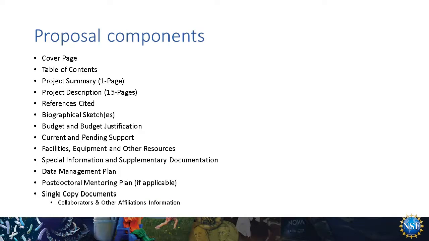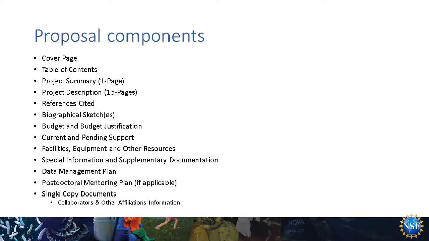The proposal itself is composed of a number of distinct and different pieces. There's a cover page which provides information about the institution and the PIs and the co-PIs. This is also the page in which you indicate which level and which track you are applying for. There's a drop-down menu that has a list of all of those different options, and it's up to you to select the correct option to make sure that your proposal is directed to the right part of the IUSE program.